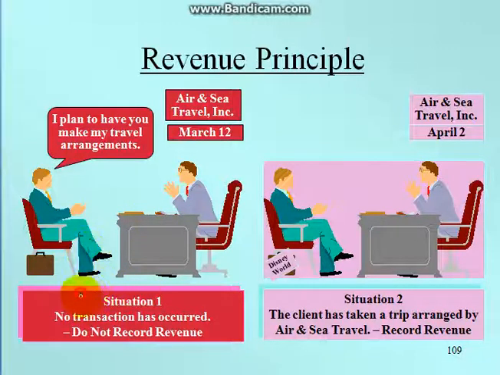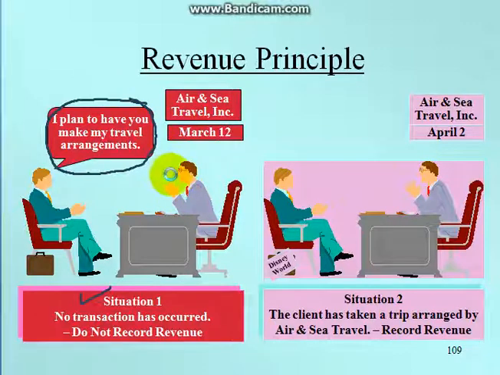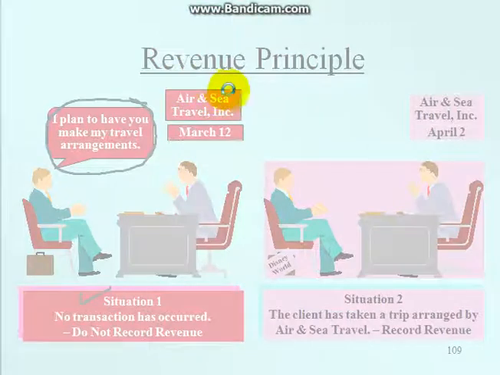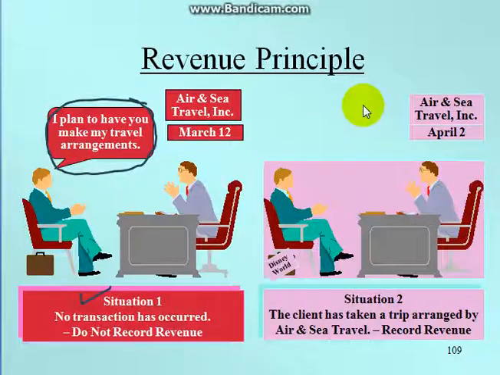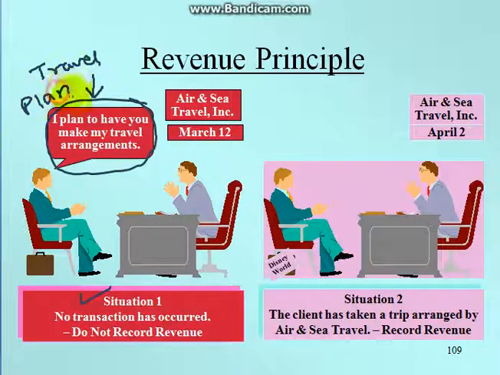Here is situation number one, where I plan to make my travel arrangements. Here the businessman is asking whether you want to travel by air or by sea. The example taken here is of a travel agency. Actually, here the customer is making a plan to travel. He's just making a plan, but actually he's not traveling.